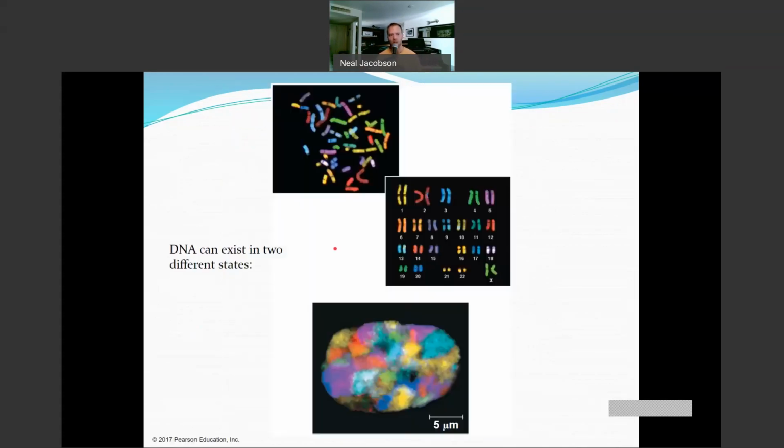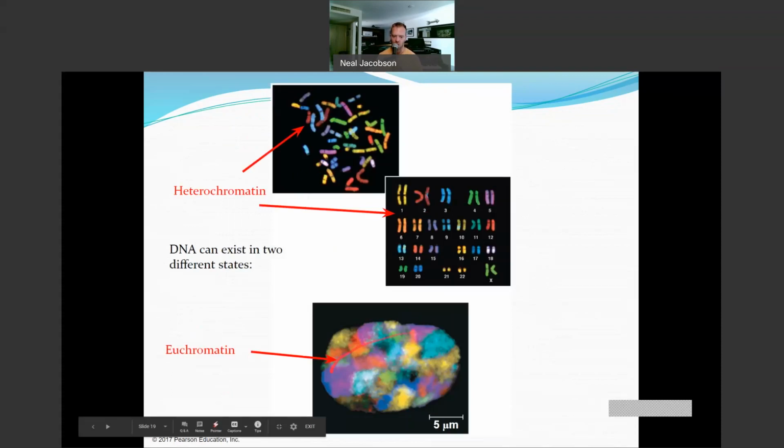So we talked about the two states that DNA can exist in. Heterochromatin is the tightly packed state, and euchromatin is this loosey-goosey, unwound state. And that's just kind of how I want to finish it up there.